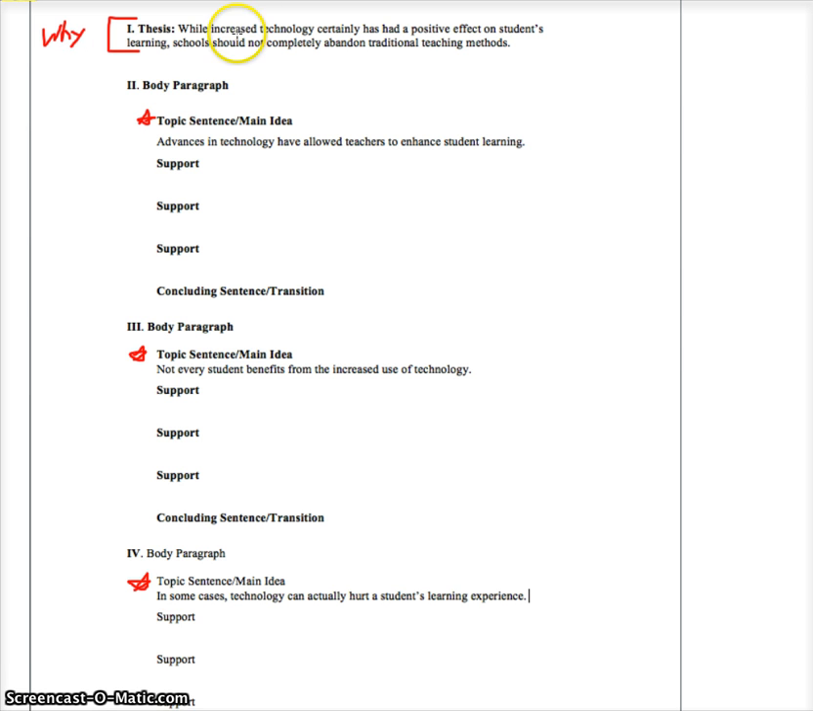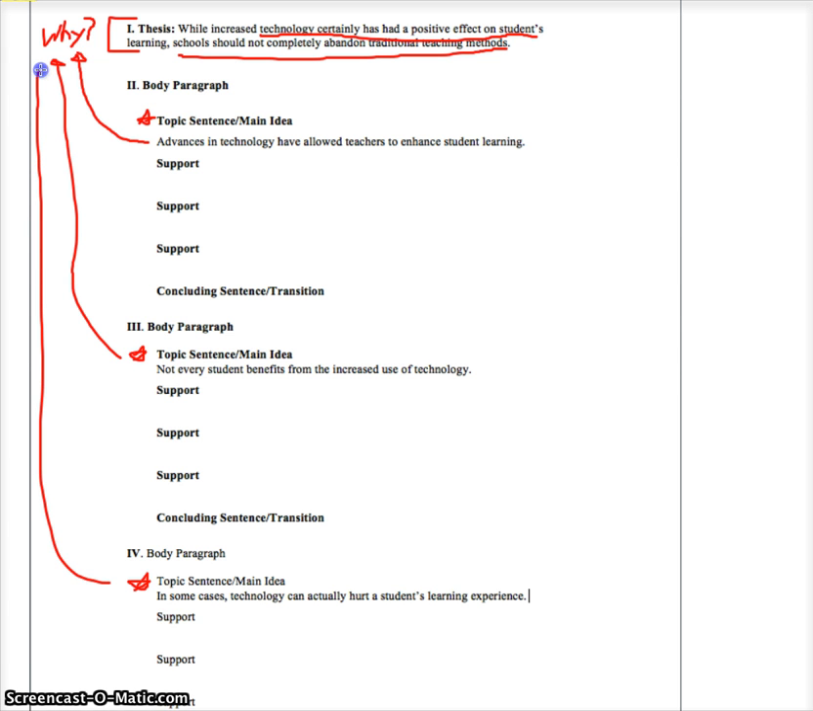Right? I'm trying to tell my audience that schools should not completely abandon traditional teaching methods. I'm trying to convince them of that. I'm also trying to convince them that technology has had a positive effect on students' learning. Okay, these two things I need to prove with these topic sentences. So these topic sentences' main ideas, make sure when you write them in that they are answering this question of why. Right? Bear with me here while I draw these arrows. These need to answer this question of why.